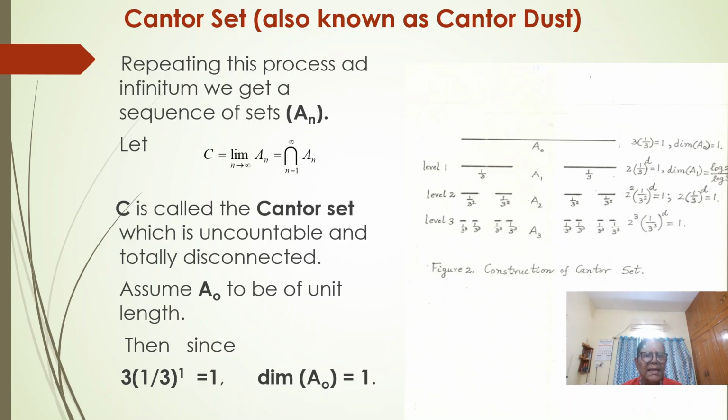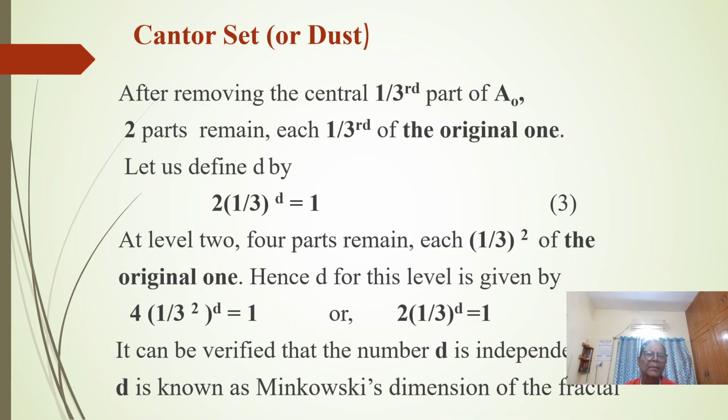So what is C? C is equal to the limit of A_n as n tends to infinity, which is the intersection of A_n for n equal to 1 to infinity. C is called the Cantor set, which is uncountable and totally disconnected. So let us assume that A0 is of unit length. Then since 3 into 1 by 3 to the power 1 is equal to 1, the dimension of A0 is equal to 1.